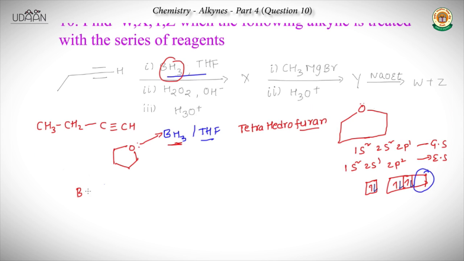BH3. Boron, H. If you look into the electronegativities of hydrogen and boron, the electronegativity of hydrogen is 2.1, whereas for boron, it is 2. So there will be delta positive on boron and delta negative on hydrogen, because hydrogen is pulling electrons towards it. And if you take alkene, we all know that it's a nucleophile and it gives electrophilic addition reaction, as we have been discussing in previous problems. And the electrophile here is boron. Let's see how it attacks.